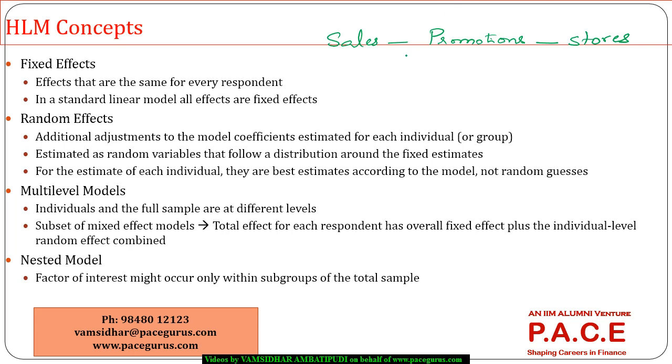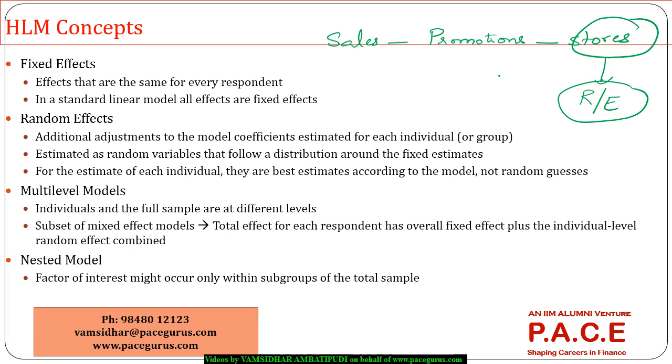So we can very well look at the effect of the store. This store-wise effect I'll call a random effect, right? Because for every store it has to be a separate variable. So I want to look at the store as a separate effect. That is why I'm calling it a random effect, because there are different sales for different stores.